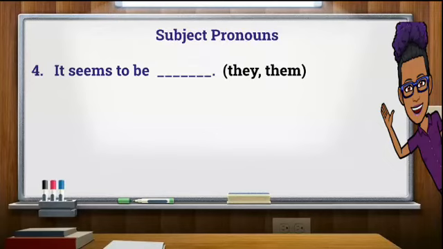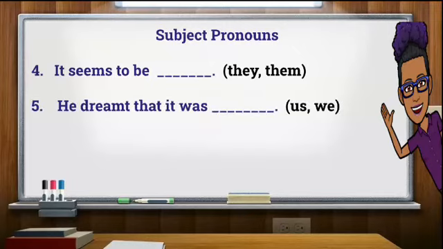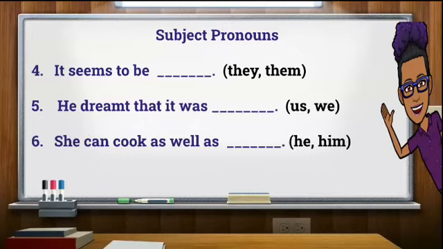Now let's move on to number 4. It seems to be, and we have they and them. Number 5. He dreamt that it was, we have us and we. And number 6. She can cook as well as he, and we also have him.